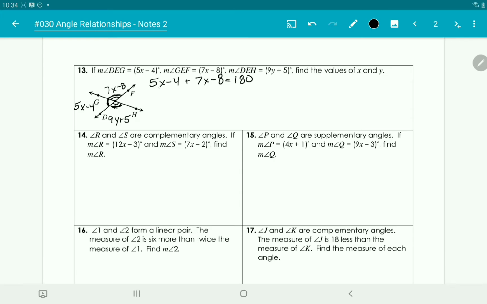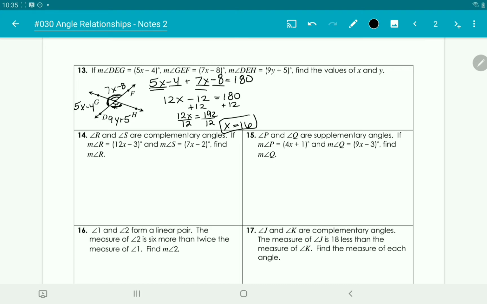We'll solve for x. So we have 5x and 7x together. So that is going to give us 12x. And we have minus 4 minus 8, gives us minus 12, equals 180. So we can add 12 to both sides since it's being subtracted, which gives us 12x equals 192. And if we divide by 12, that's going to give us 192 divided by 12 is 16. So x is 16.